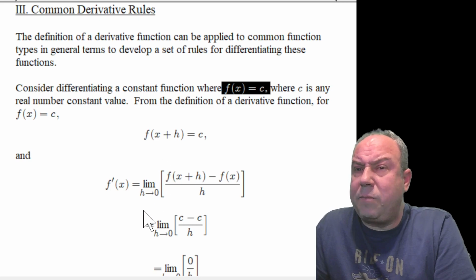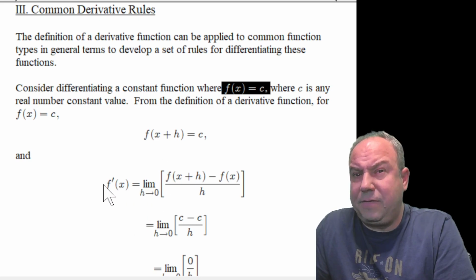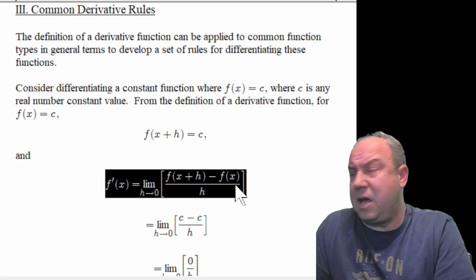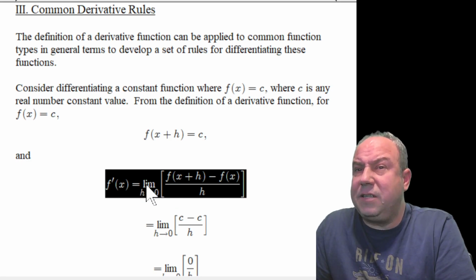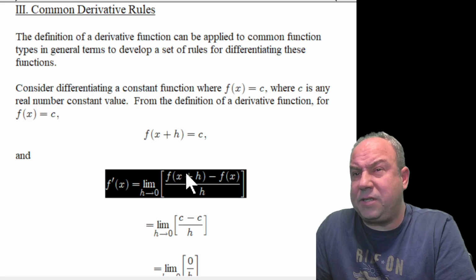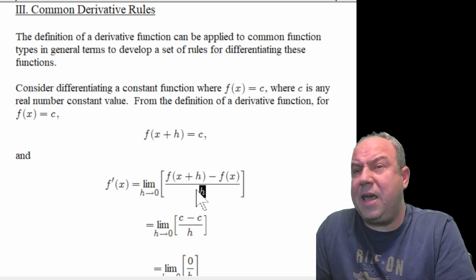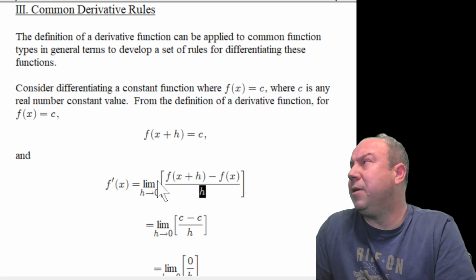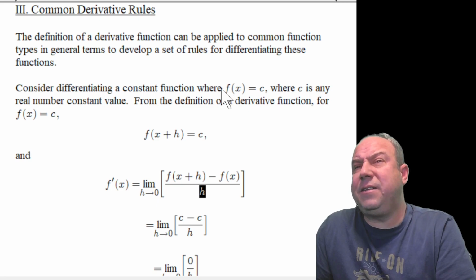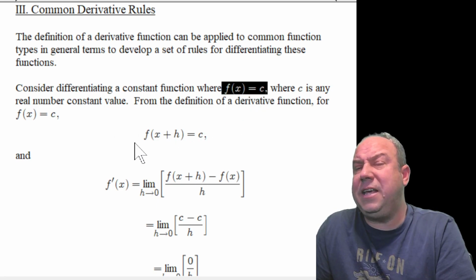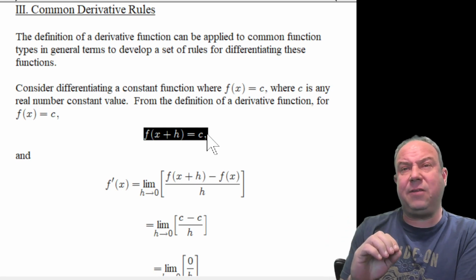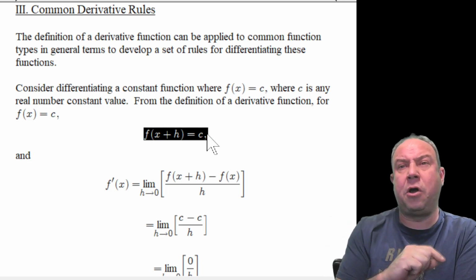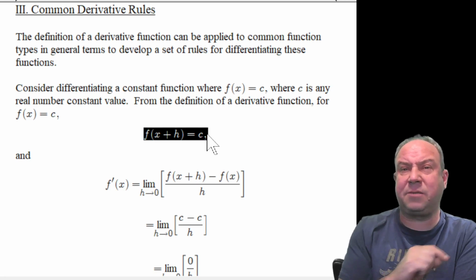Well, we know from the definition of the derivative of any function, the derivative of f is the limit as h approaches 0 of f of x plus h minus f of x, all divided by h. Where in the case of the constant function f of x equal to c, f of x plus h is also just c in value because it is constant. There's no variable x to replace with x plus h.